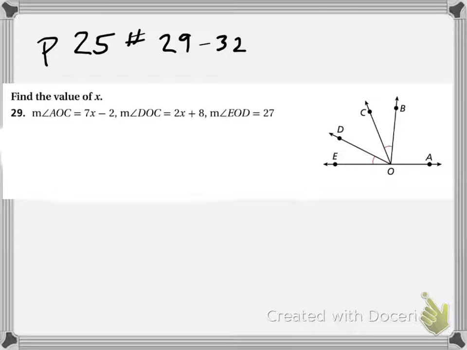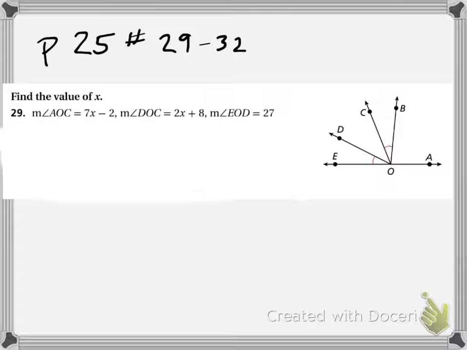Alright, this is page 25, number 29 through 32, and we're finding the value of x. The measure of angle AOC equals 7x minus 2, the measure of angle DOC equals 2x plus 8, and the measure of angle EOD equals 27. So I would sketch a diagram of this, and then I would take these values and place them where they belong.